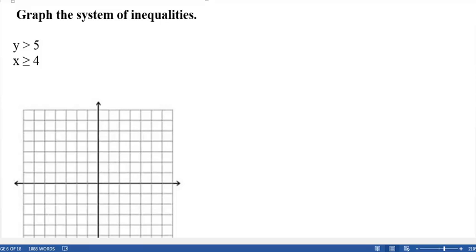Graph the system of inequalities y is greater than 5 and x is greater than or equal to 4. Our first step is to graph our first inequality, y is greater than 5.